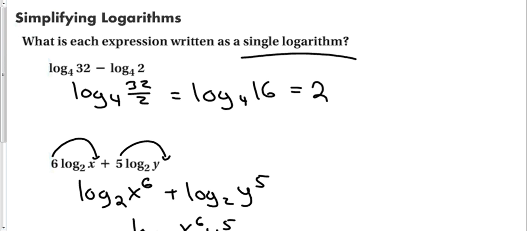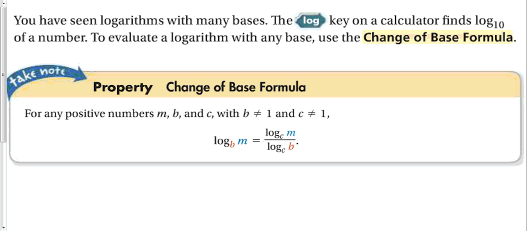Okay? So now let's see another useful property, which is called the change of base formula. A lot of calculators that we use, especially ones that are on your phone, do not have a button that looks like this, where I can put any logarithm base I want into this calculator button. Some of them only have the base 10. So what we can use is this change of base formula.